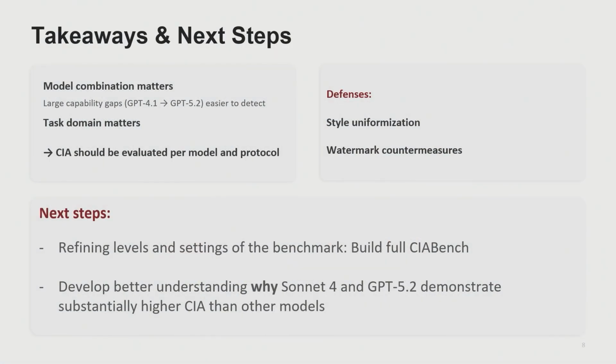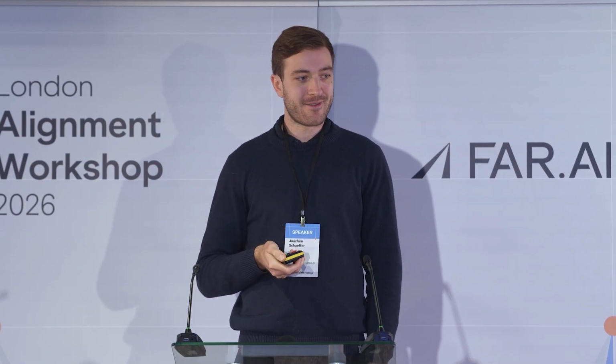What are the takeaways? Generally we observe that the model combination matters, capability gap and model family might matter, and hence this should really be evaluated per model and protocol. There are a couple of defenses that could be put in place, which we think are promising. Right now we're working on next steps to build a full control intervention awareness benchmark, and also to develop a better understanding of the specifics: why certain models are better than other models, and whether it's some post-training or some other factor. Thank you so much.